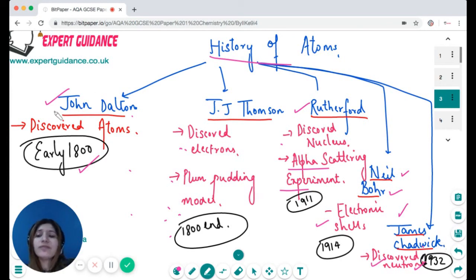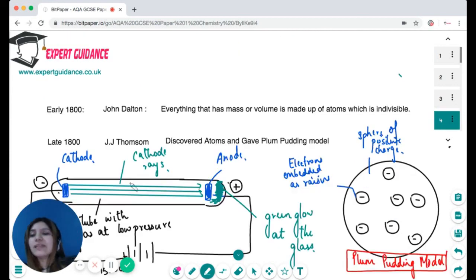So we got the first idea about the atoms in early 1800 by John Dalton, and after 1932 we came up with the final structure of the atom. So let's look at these contributions one by one. In early 1800, there was John Dalton, and he said that everything that has mass or volume is made up of atoms, and you cannot divide atoms further.